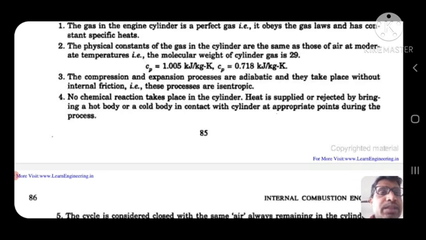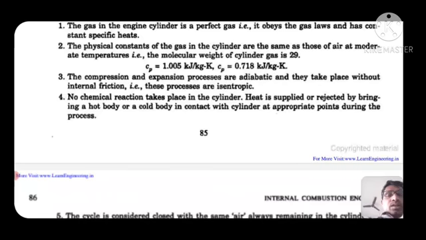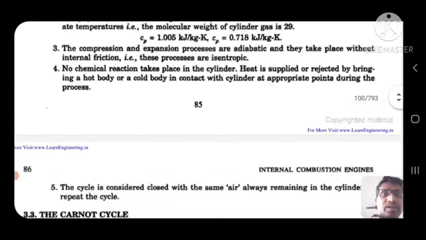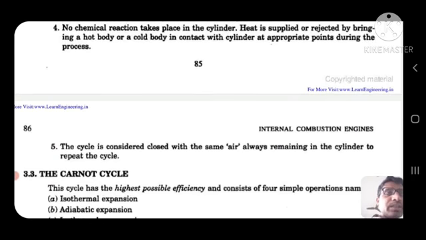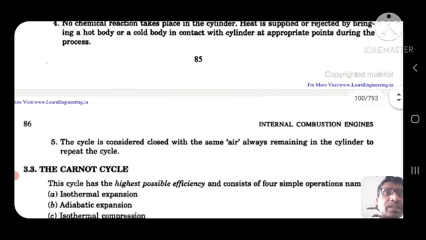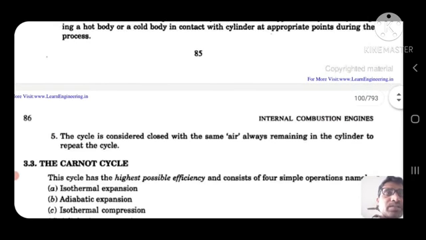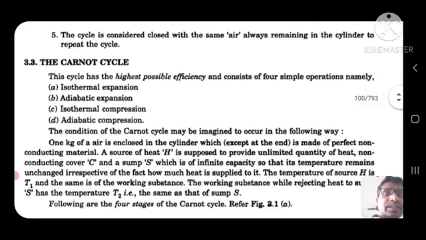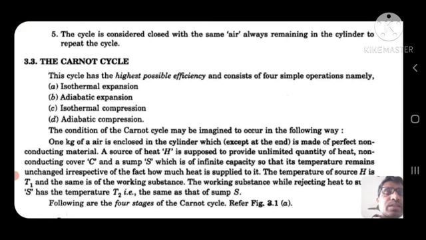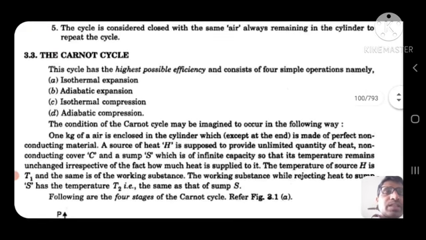The compression and expansion processes are adiabatic and they take place without internal friction. These processes are isentropic. No chemical reaction takes place in the cylinder. Heat is supplied or ejected by bringing a hot body or a cold body in contact with the cylinder at appropriate points during the process. The cycle is considered closed, with the same air always remaining in the cylinder to repeat the cycle.